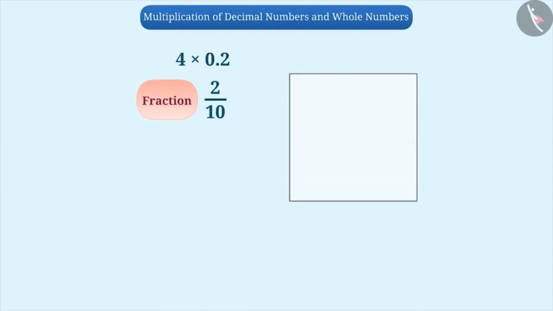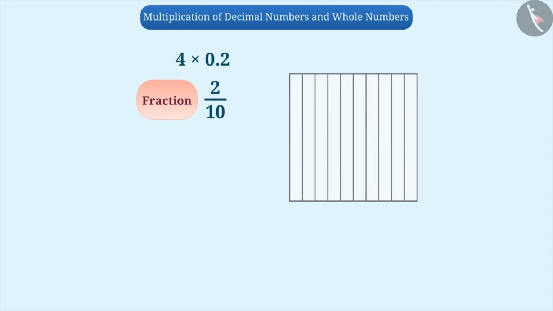Let's find the result of 4 multiplied by 0.2. Decimal number 0.2 can be represented in fraction as 2 by 10. This shows that if we consider 1 square as a unit, then 2 parts out of 10 equal parts are 2 by 10. Since 0.2, which is 2 by 10, is repeated 4 times, we will repeat these 2 parts 4 times. From this, we get total 8 shaded parts out of 10. Hence, the total shaded part will be 8 by 10.